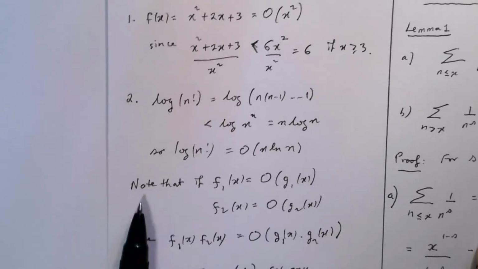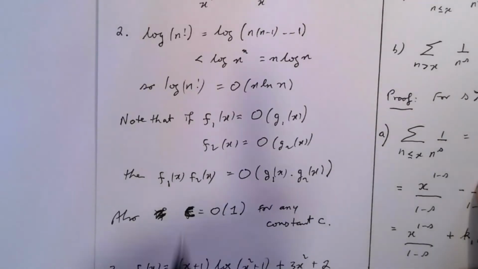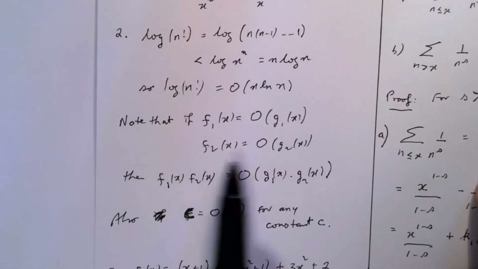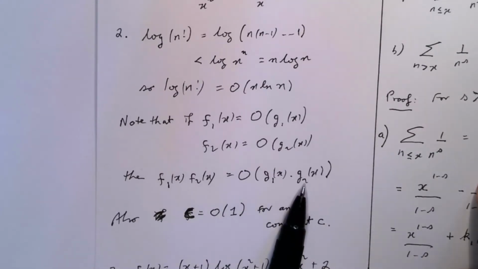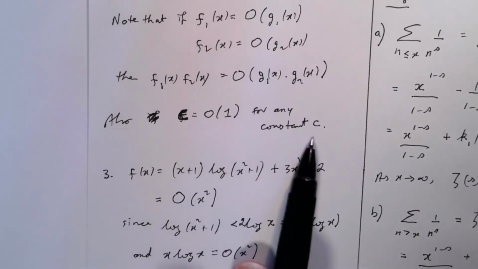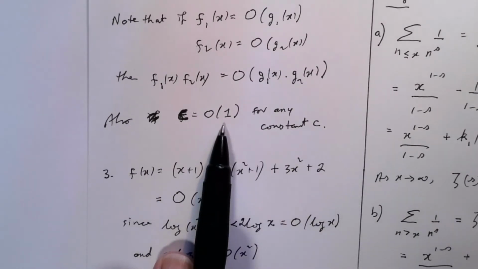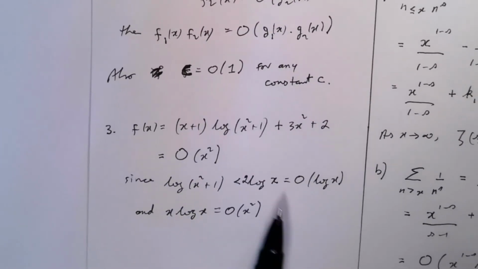Now, note that if we've got two functions f1 and f2, and f1 is big O g1 and f2 is big O g2, then the product of these two is big O the product of these. And that's a useful fact there. Also note that if c is a constant, then we can write c as big O of 1, because c divided by 1 is less than c plus 1, say, and so therefore c is big O 1. So you can get rid of constants in that way.